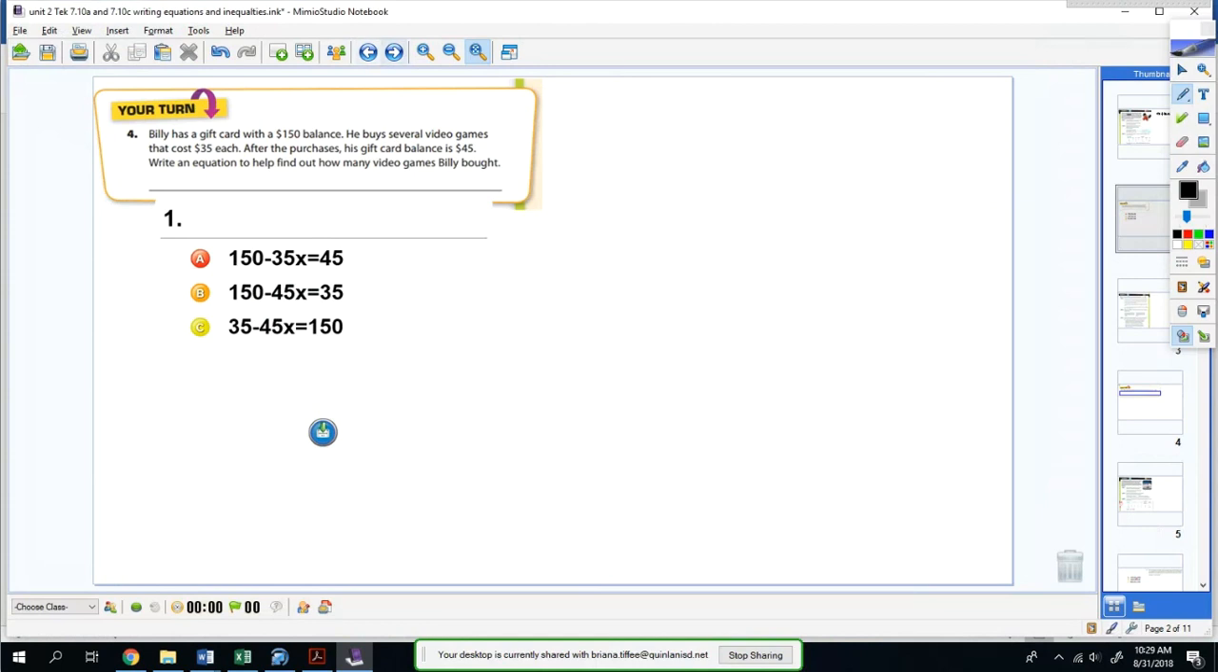So again, $150 is actually not your total because that's your starting point. So that's where I write right here. And I know his ending total is $45 because after he bought the video games, he has $45 on his gift card. It says that he spends $35 each on the video games. That's a really expensive video game. But since he's spending money, you're going to subtract $35 times X for each video game he buys. So the answer you'll get is A.